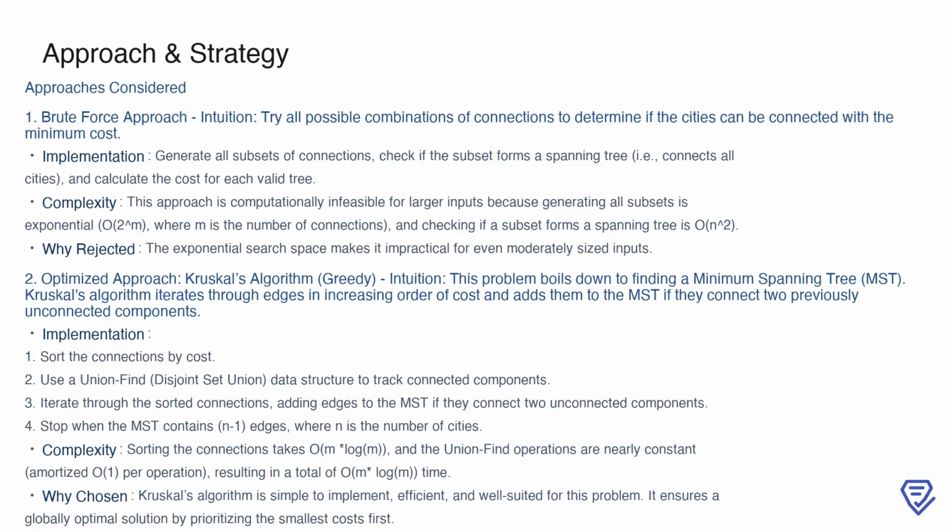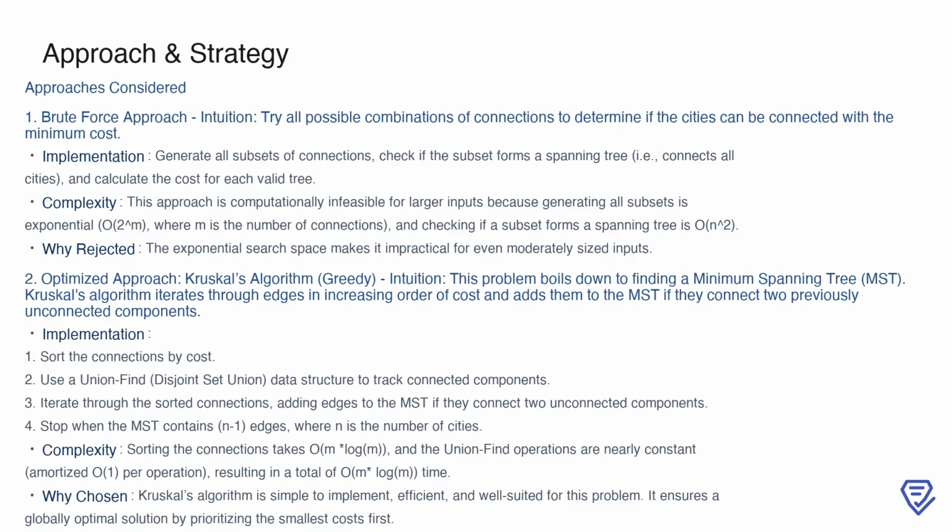Instead, we turn to Kruskal's algorithm, a greedy approach that is well suited for this problem. By treating the task as finding a minimum spanning tree, MST, Kruskal's algorithm sorts the connections by cost and adds edges to the MST only if they connect previously unconnected components.